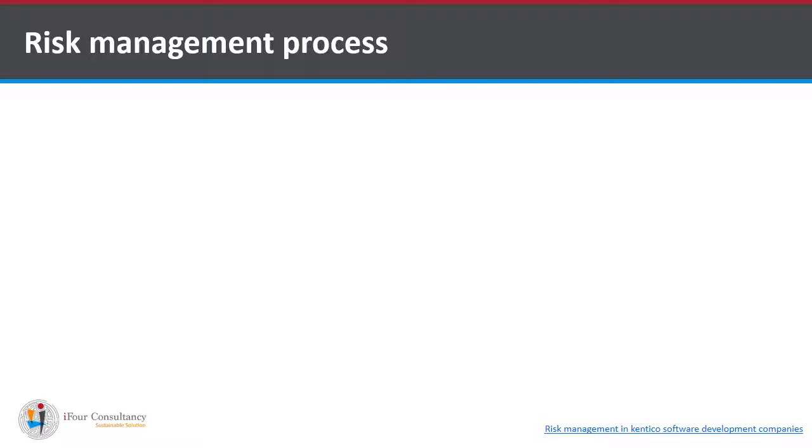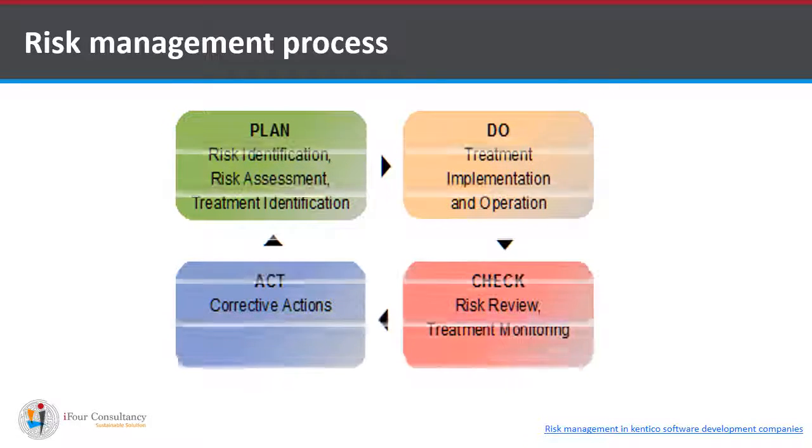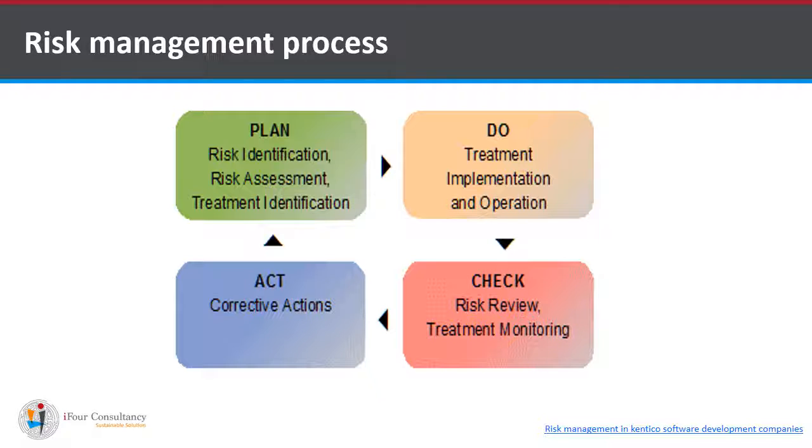So, what is the process for risk management? The risk management process can be explained by the PDCA cycle, that is plan, do, check, act. In the plan phase, first of all, risks are identified. Then these identified risks are assessed, and for mitigating these risks, treatment is identified.